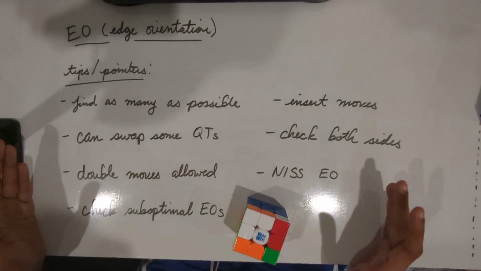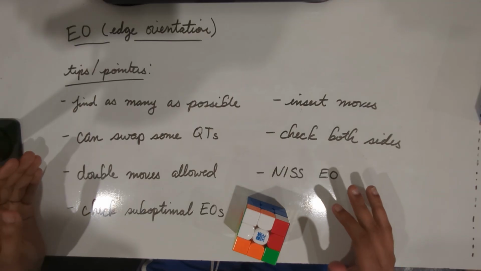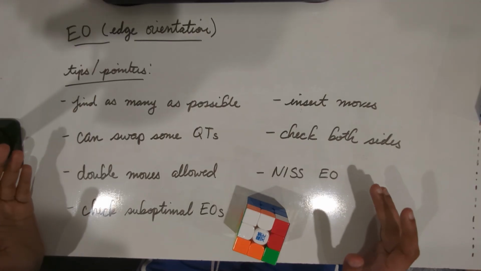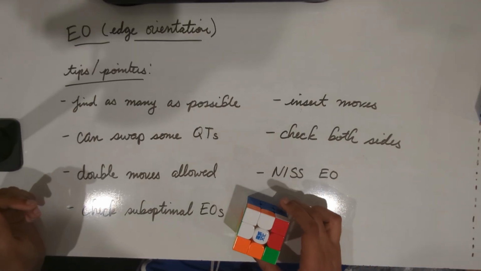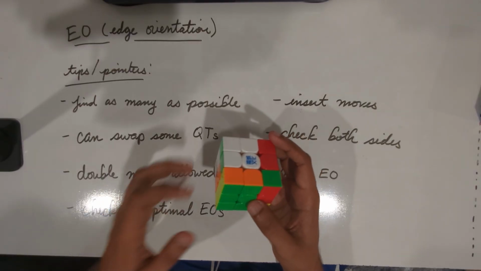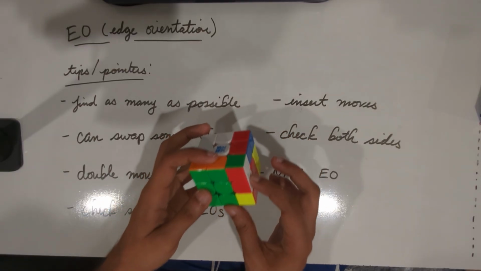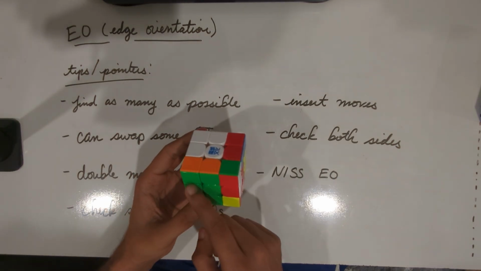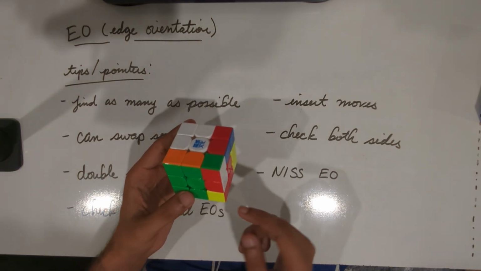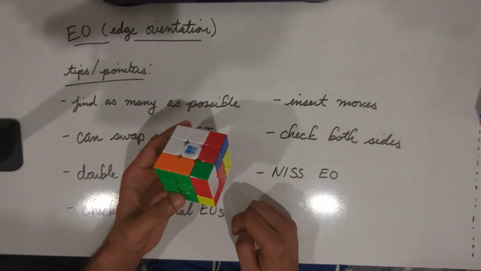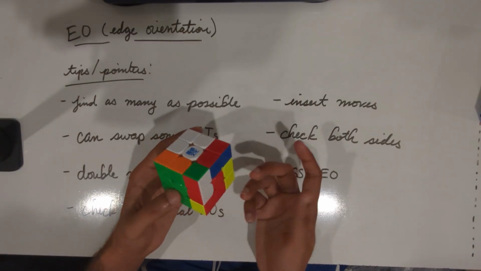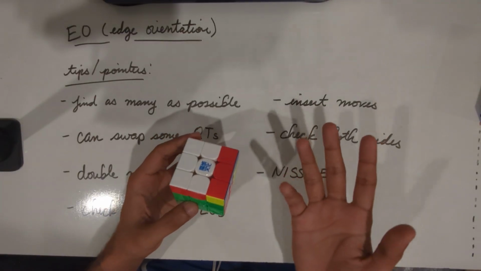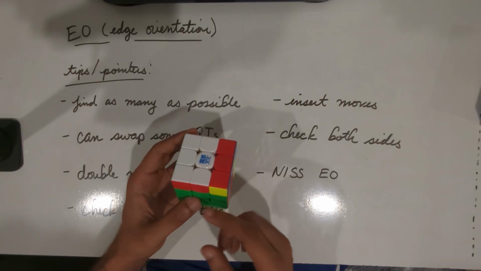If you have to do 2 quarter turns and one of them is the middle of EO, you can do that quarter turn in either direction and maintain EO still. Here's an example. Note that the edges that are bad are here, here, here, here, and here. We already have 4 on this side, so we have 2 choices. We can either do F or we can do F prime. Both of them will orient the edges that are here.